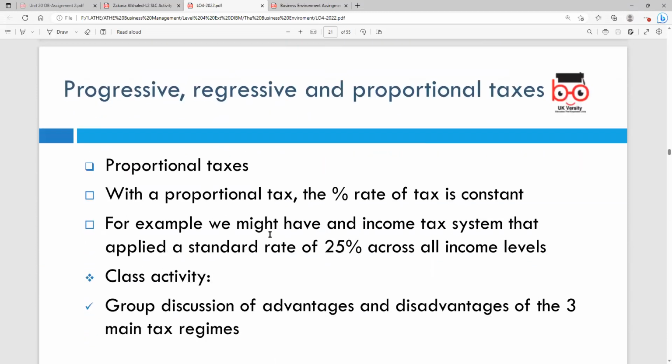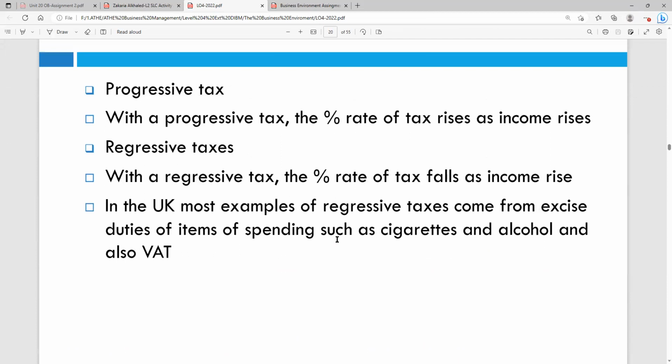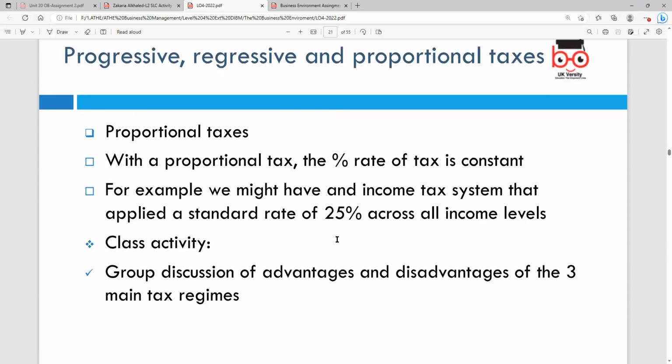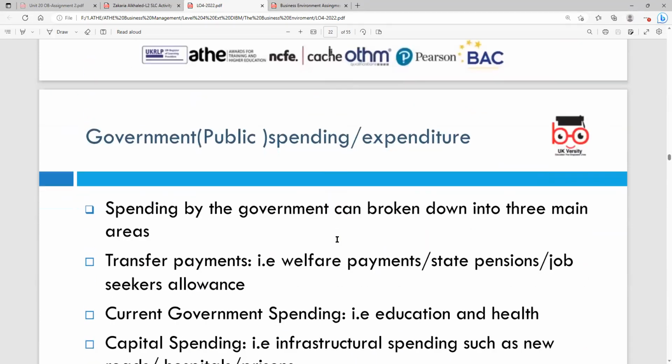Proportional tax is a tax where the percentage stays constant. For example, we might have an income tax system applied at a standard rate of 25% across all income levels, and you pay a proportion of that tax. So we have three types of tax: progressive tax, regressive tax, and proportional tax. Proportional tax is where the percentage of tax stays constant. So this is very important to know.